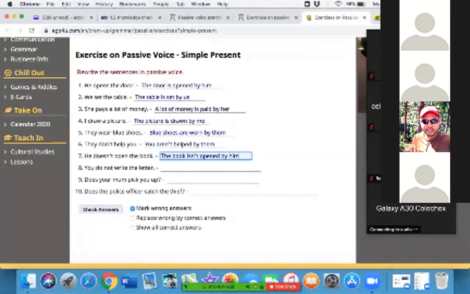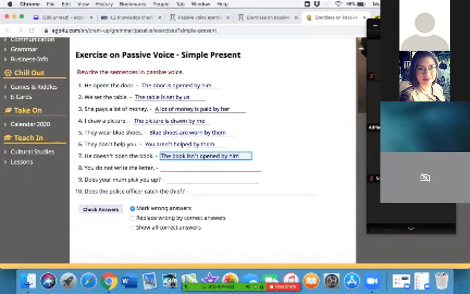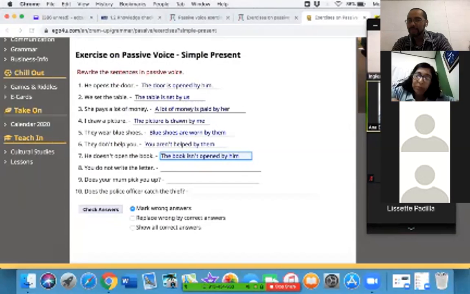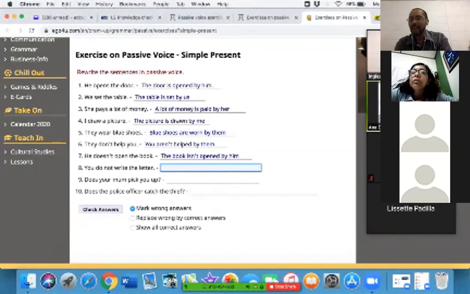That is correct, because the book is singular. Correct. Very good. Any more volunteers, or I select? Okay, let's go with Daisy.